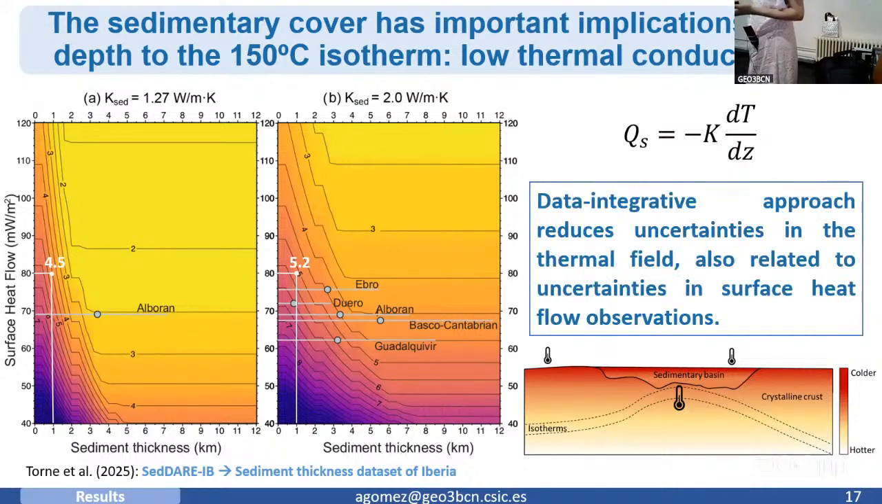And this is the reason why a data integrative approach is a very important way of computing not only the geothermal potential, but in general the thermal field, because it helps in reducing the uncertainties in the surface heat flow observations, but also we take into account the complete, let's say, three-dimensional heterogeneities of the system.